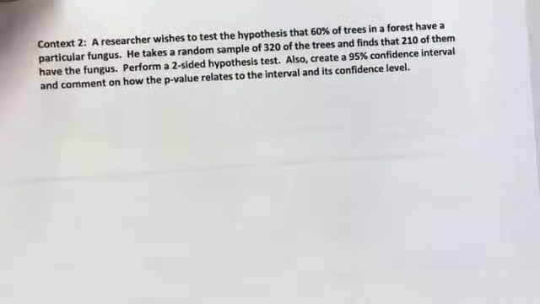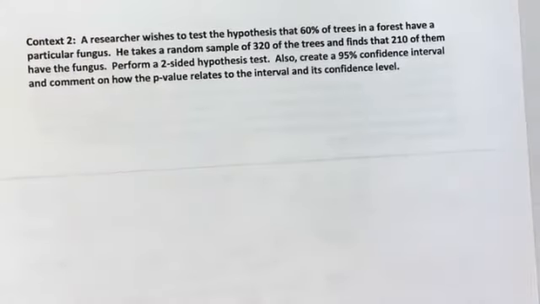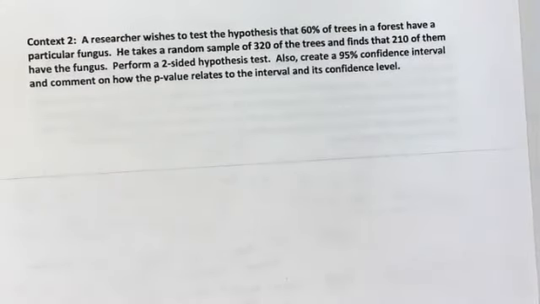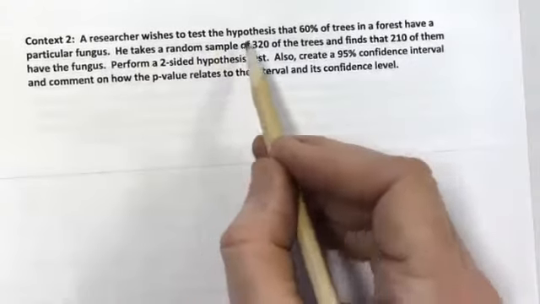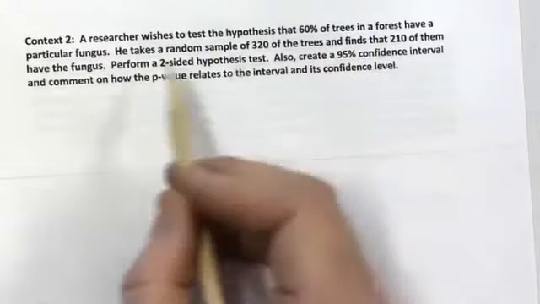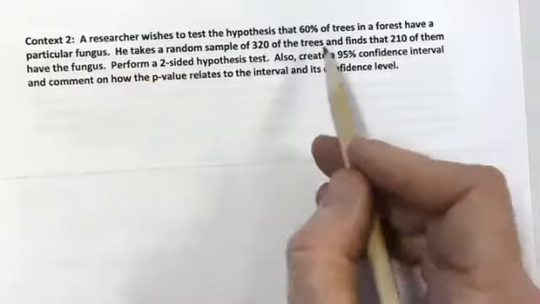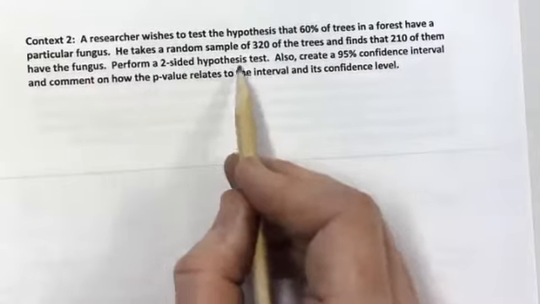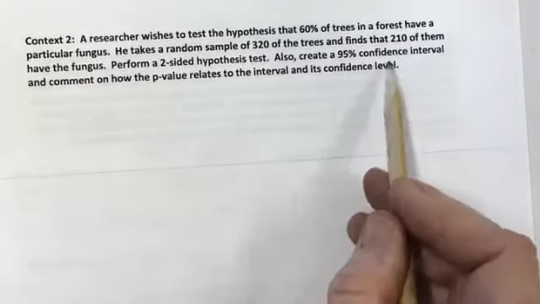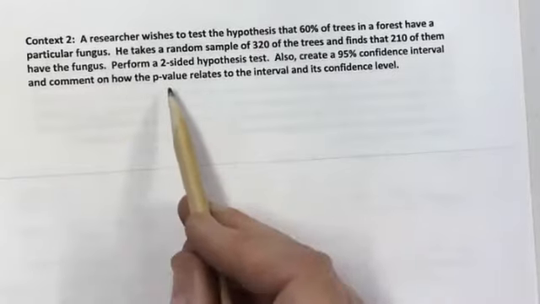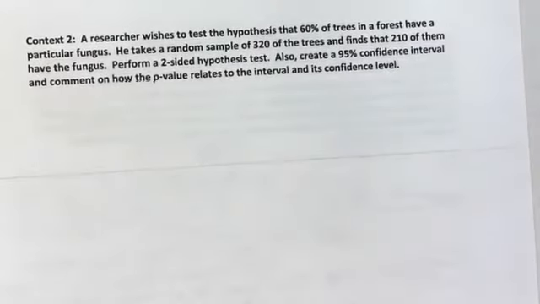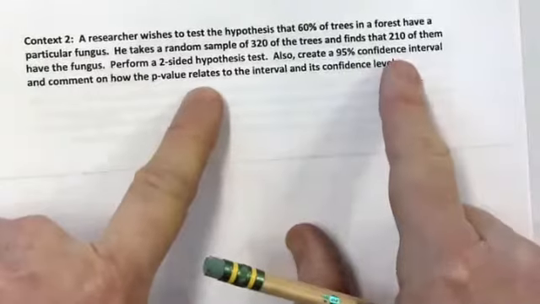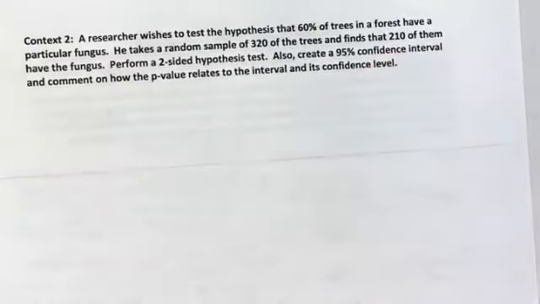Okay, great. All right, so now let's look at this other problem. There's a couple little twists on this, but it's sort of the same thing. So let's see if you can figure this out. A researcher wishes to test the hypothesis that 60% of the trees in a forest have a particular fungus. He takes a random sample of 320 of the trees and finds that 210 of them have the fungus. Perform a two-sided hypothesis test. Also create a 95% confidence interval and comment on how the p-value relates to the interval and its confidence level. So that would be another important thing that you've got to be able to do, make the connection between the interval and the p-value. So anyway, this one's a two-sided test.